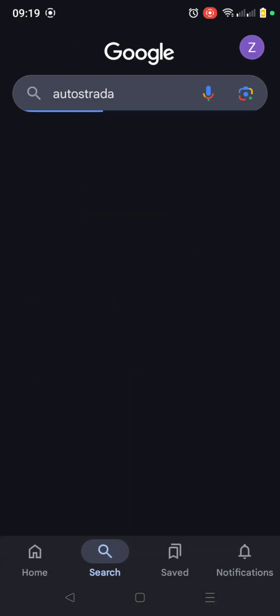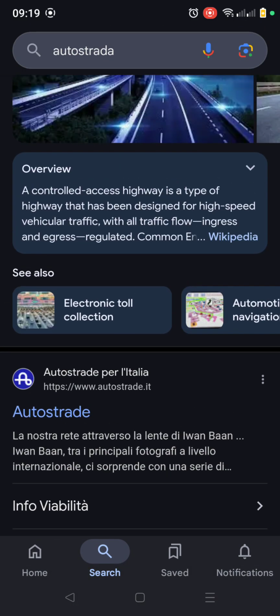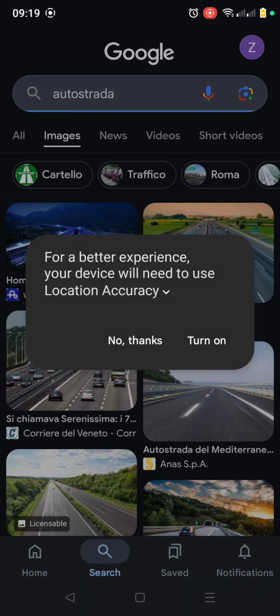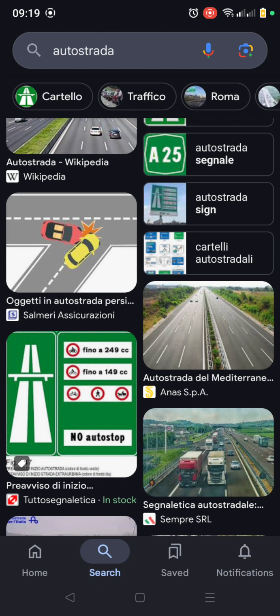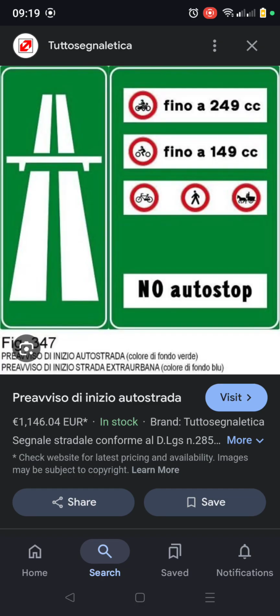Autostrada. Okay, so as you can see, this is the road signal of autostrada, the highway. Anytime you see this signal, you will know this is autostrada. And this no stop means you can't give a lift on the highway. Anytime you see this word, it is always written in the signal. You can't. It is forbidden.